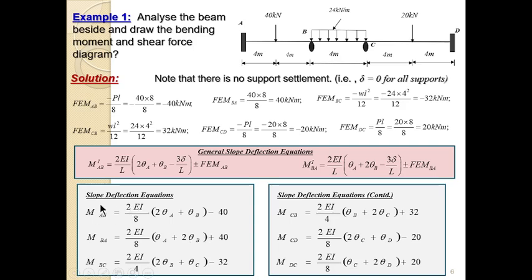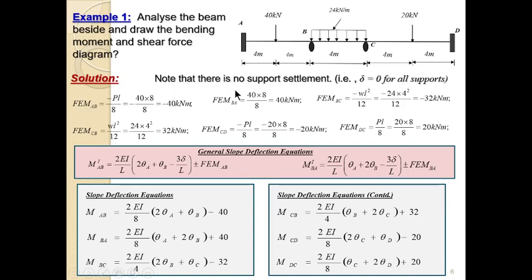So quickly, we go into example 1. The first example is that we should analyze this beam and draw the bending moment and shear force diagram. If you remember very well, this is example 2 that we used in the moment distribution method. It is example 1 here. So let's go to the solution together.